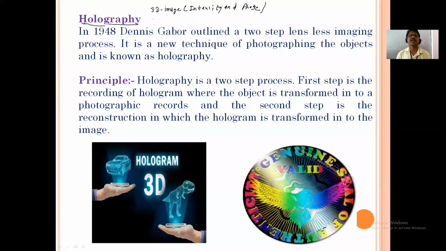In ordinary photography, a 2D image. What is 2D image? Only intensity of the light reflected from the object is recorded. In ordinary photography, two stages are there. पहिली stage आहे ordinary photography मध्ये. Two stages.